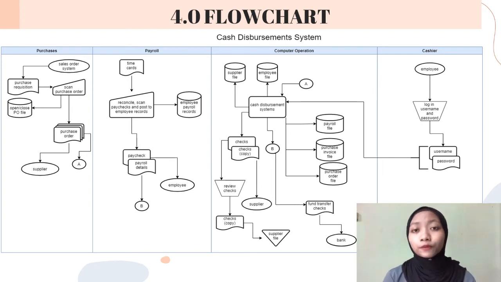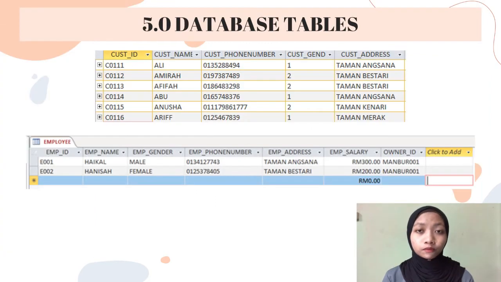Next, in computer operation, the cash disbursement system will review the checks and automatically save them in the supplier file, and at the same time, the payroll details will be sent to the bank. Lastly, the employees will log in with their username and password in the cash disbursement system in order to update any transactions involved.